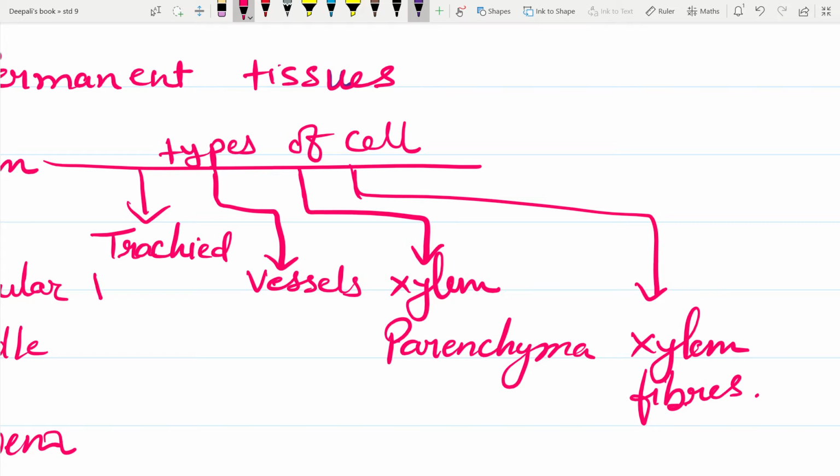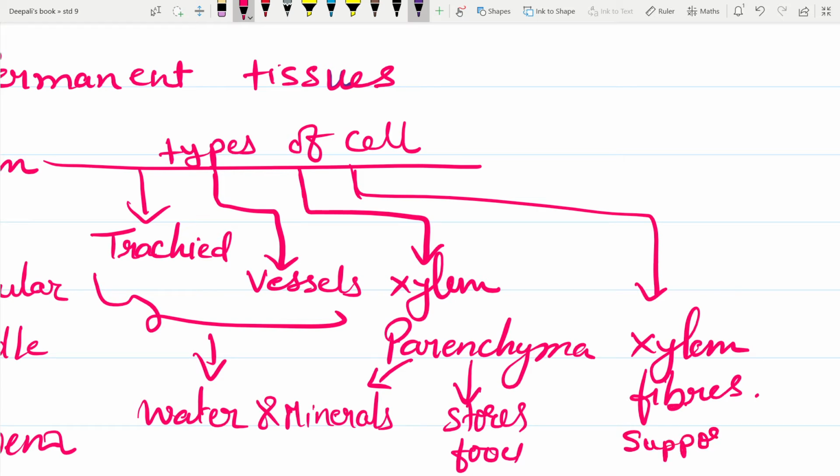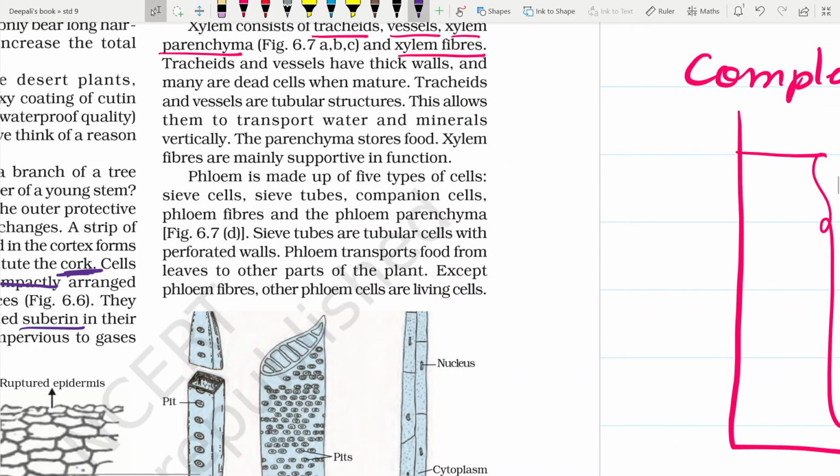The function of these two is to conduct water and minerals, and this stores food and also helps here. And fibers are supportive tissues. This is what we understood in this section.